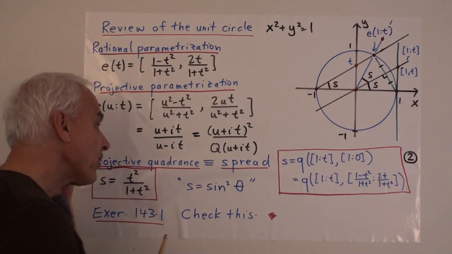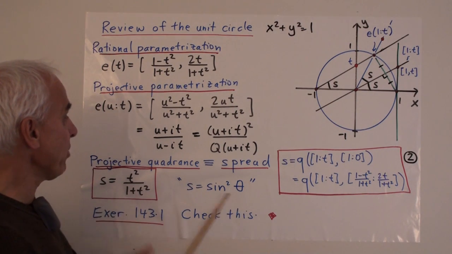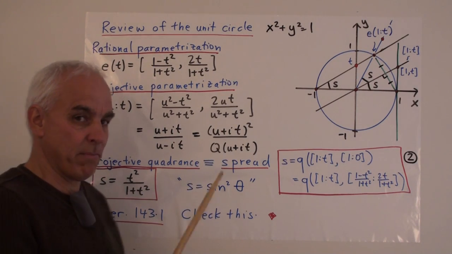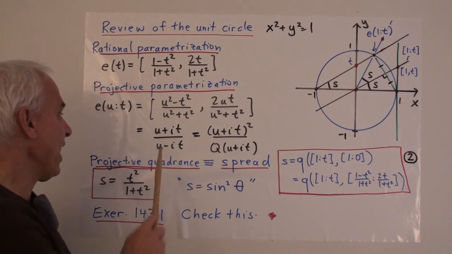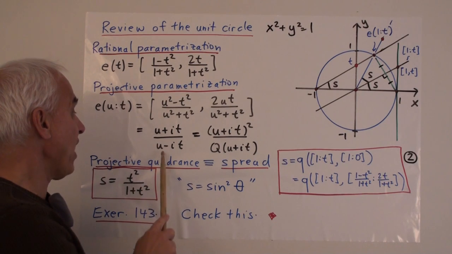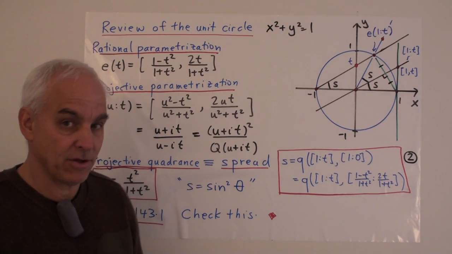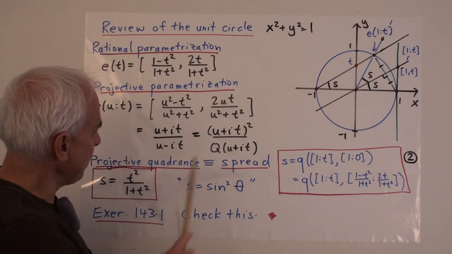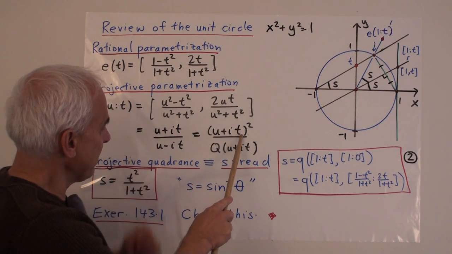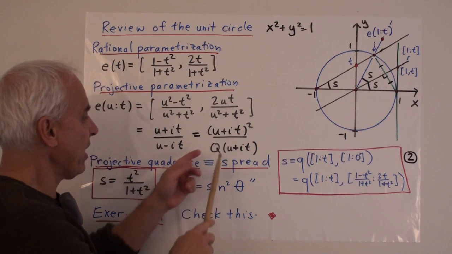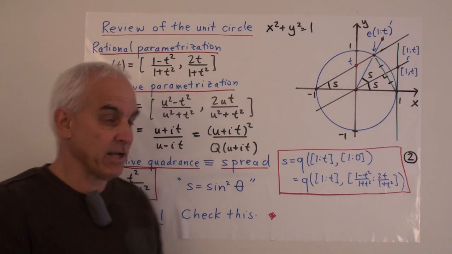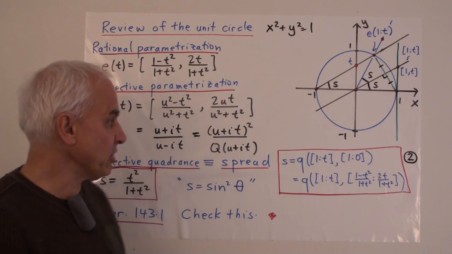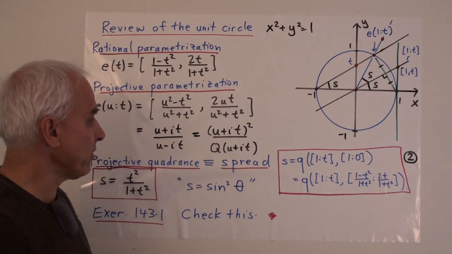Now this can also be described in terms of complex numbers conveniently. If you think of a complex number as a pair like this, it can be thought of as the complex number (u plus it) divided by (u minus it), the complex conjugate. And another way of writing that is to think of it as the complex number (u plus it) squared divided by the quadrance of that complex number, which is just the sum of the squares of the real and the imaginary parts, in other words, u squared plus t squared.